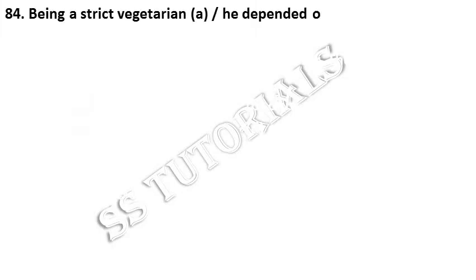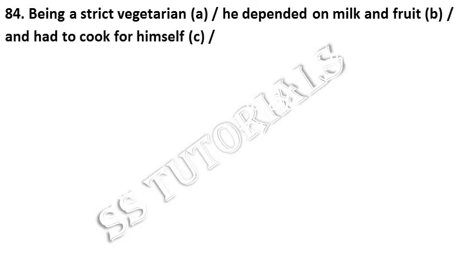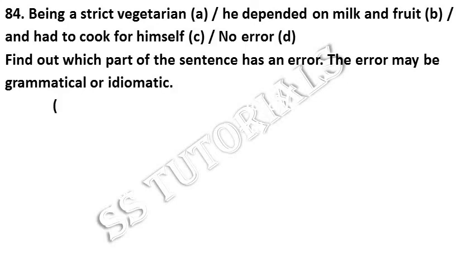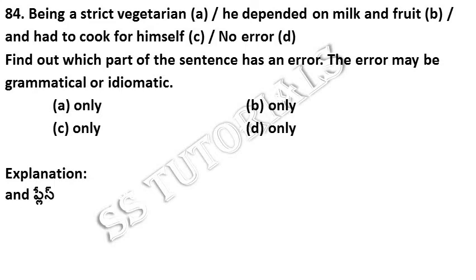Being a strict vegetarian, he depended on milk and fruit and had to cook for himself. No error. Find out which part of the sentence has an error. Answer: C only.